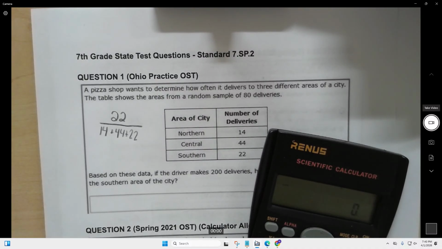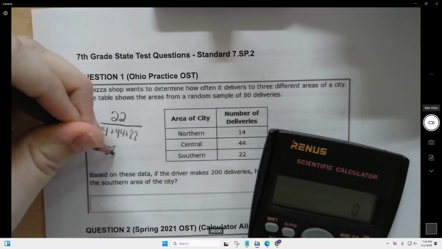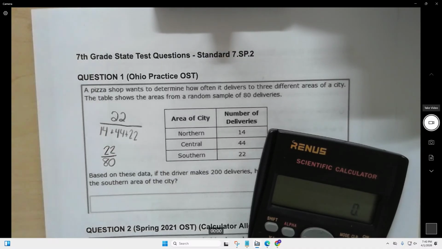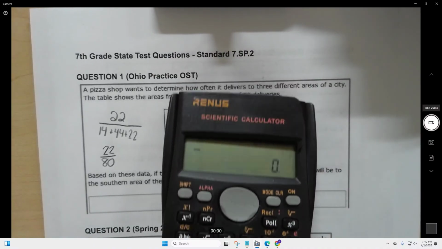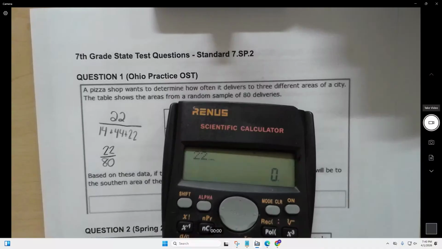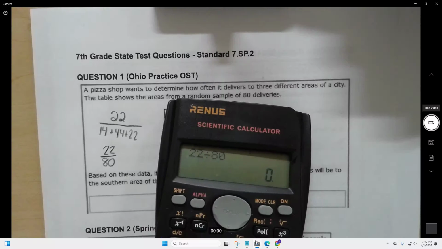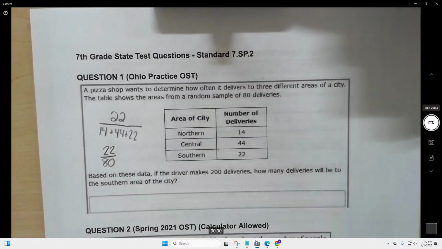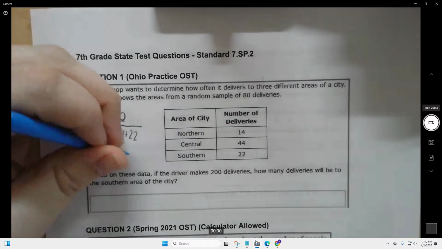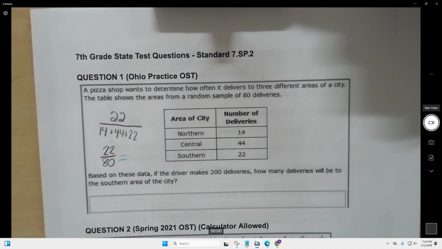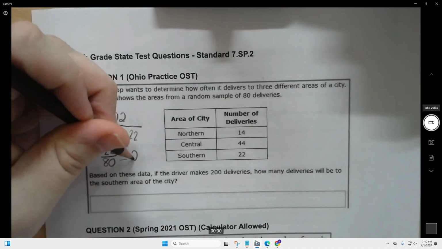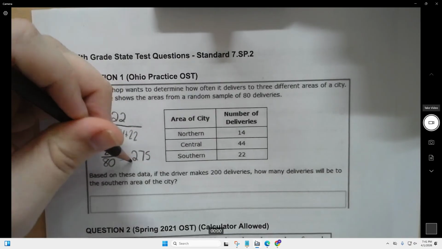So 22 out of 80 went to the southern area. Now we need to figure out what percent that is. So divide 22 by 80. And you get 0.275. So 0.275, or 27.5% of deliveries went to the southern area.